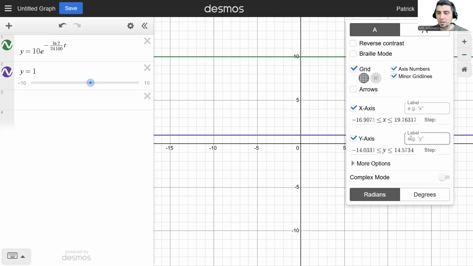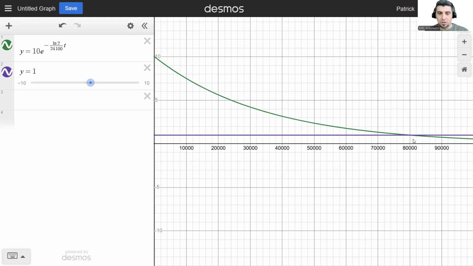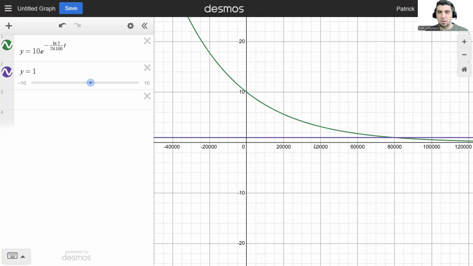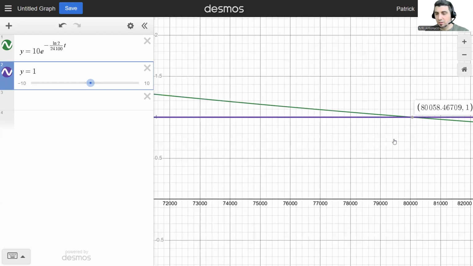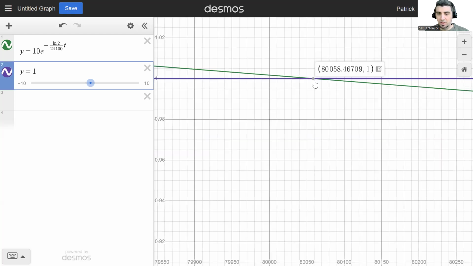So what I'm going to do is adjust the x-axis to go out to like 100,000. And then we could see the intersection point, because we were so zoomed in. We were over a 10 by 10 viewing window. So if we zoom in here, we could get a more accurate solution to our equation right here. So the answer would be approximately 80,059 years if we rounded to the nearest year for this one.